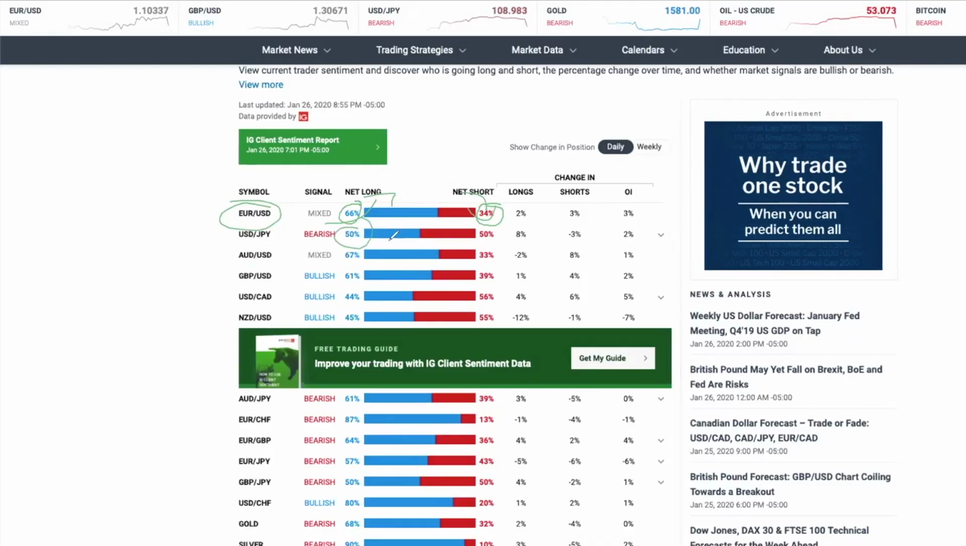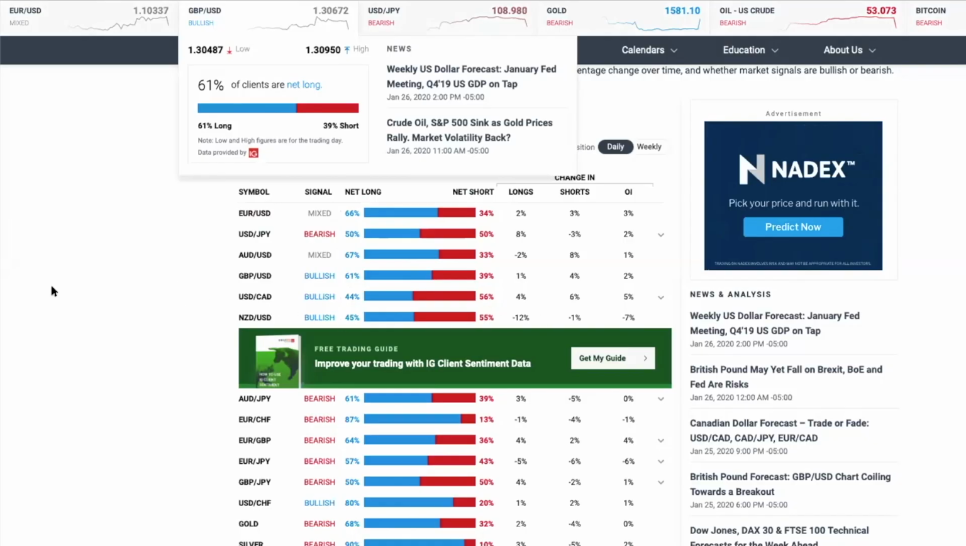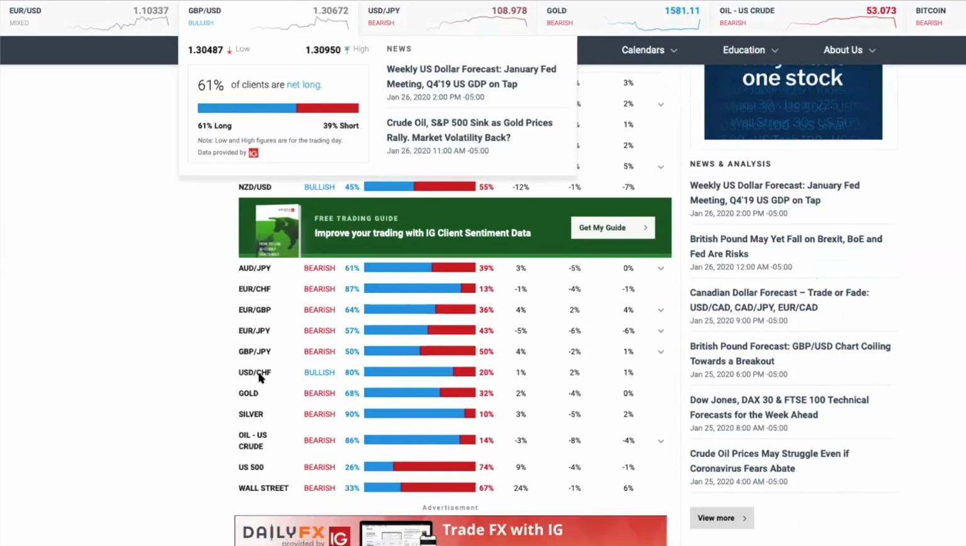Right here, you have a 50-50 balance. This one's kind of the same thing: 56% are going short, only 44% are going long. So the best way to use it is just to look at the really obvious crazy ones that are just off, like USD Swiss, 80-20. That's way too much sentiment on one pair.